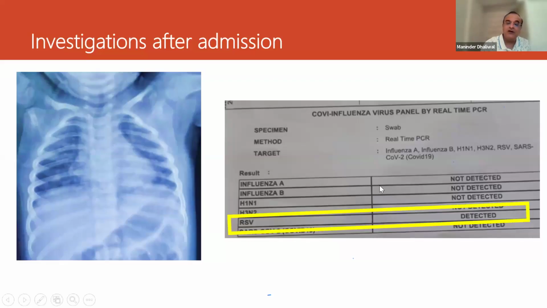And this throat panel, we call it, can be done for only 4 or 5 viruses like influenza A, B, H1N1, RSV and COVID. So it's not an expensive test as far as India is concerned. So you can do these throat panels because these are seasonal and you should know if they are there, so that the treatment would be given appropriately.